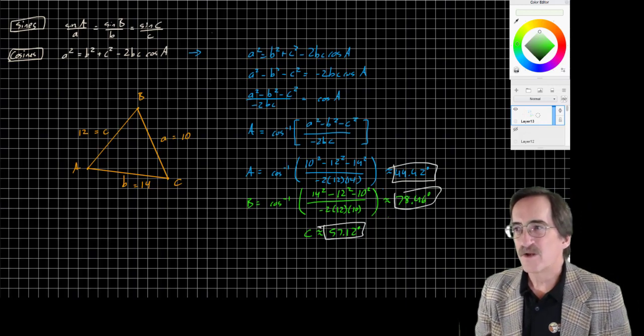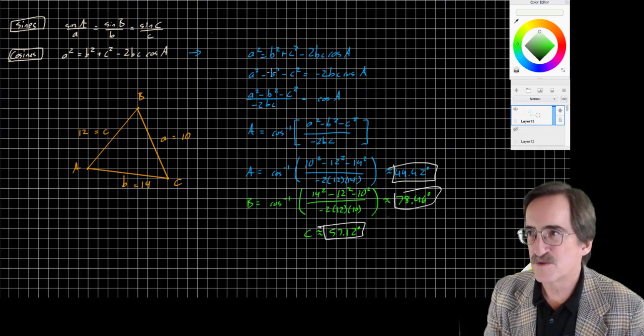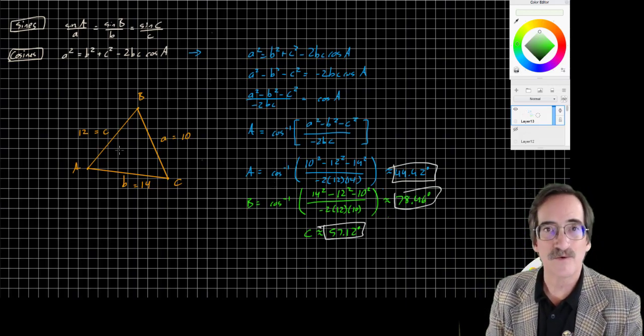Okay, but it really helps, like I said, to solve for cosine A, or just have memorized this other form of the law of cosines. It's just another form.